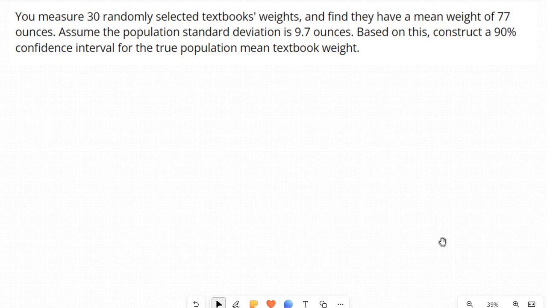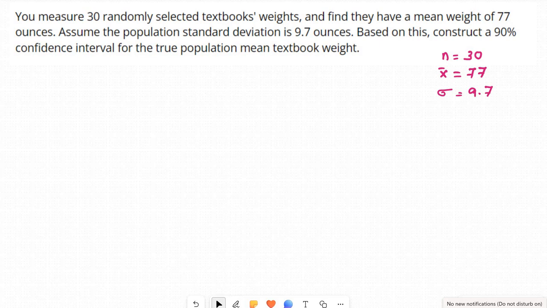Okay, so let us pick the things that we are given in the question. You measure 30 randomly selected textbooks, so the n value is equal to 30, because we are dealing with a sample of size 30. And they have a mean weight of 77, so X bar is equal to 77 here. Assume the population standard deviation is 9.7, so we have sigma equal to 9.7.